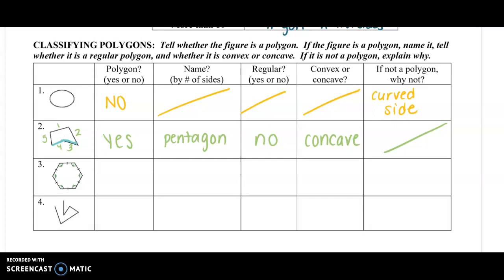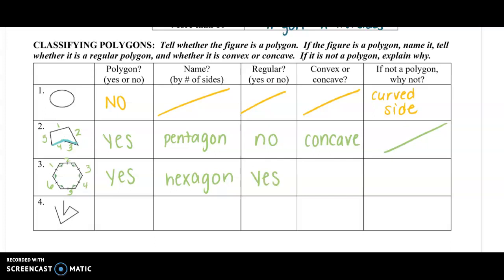Number 3, is this a polygon? Yes or no? Yes, it is. By its number of sides, it has 1, 2, 3, 4, 5, 6 sides. So this would be a hexagon. Is it regular? Well, it's showing us that all 6 sides are marked equal and all 6 angles are marked equal. So yes, this is a regular polygon.